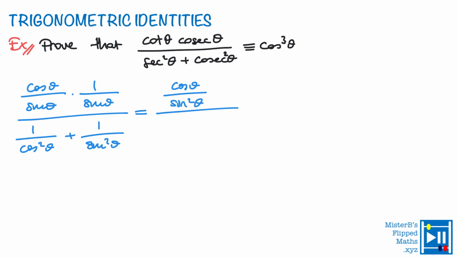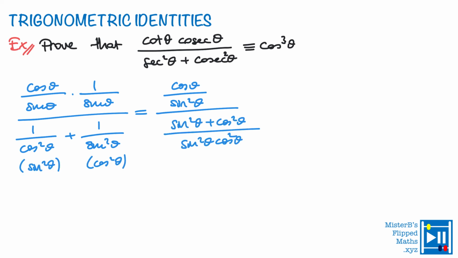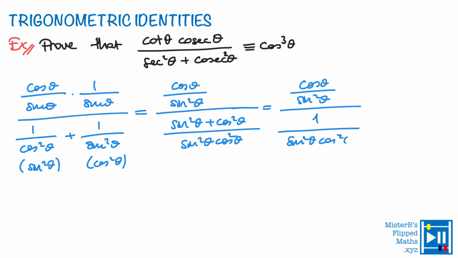and in the denominator, I have to equate denominators to end up with sine squared theta plus cosine squared theta over sine squared theta times cosine squared theta. And this is actually cosine theta over sine squared theta over 1, because sine squared theta plus cosine squared theta is 1, over sine squared theta times cosine squared theta.